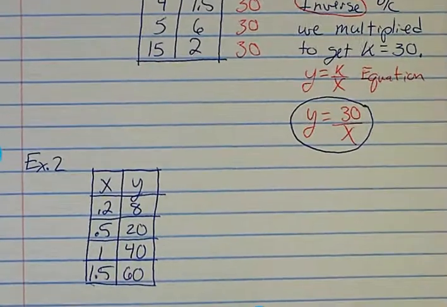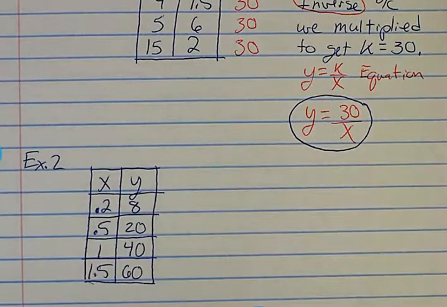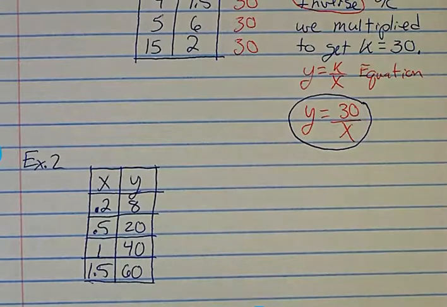Okay, for the second one, we'll go with 0.2 for x and 8 for y. We'll do 0.5 and 20, 1 and 40, and then 1.5 and 60. And we'll throw decimals out because we know how much you love decimals and fractions. So we'll show you that this one's actually not too bad. Hopefully.